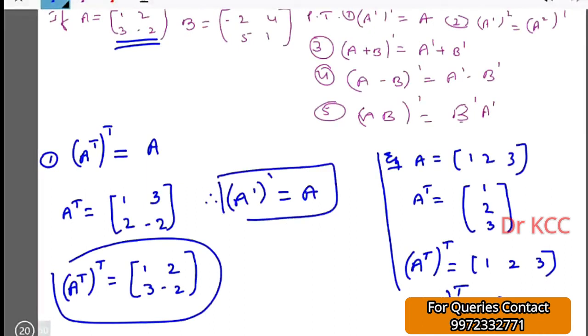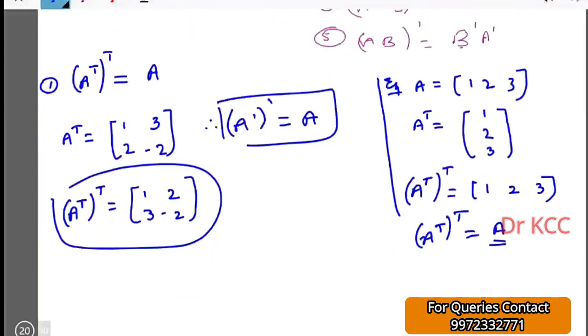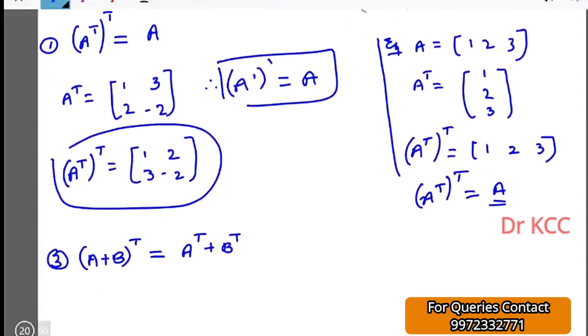So I'll get into the second question a bit later. First, let's do the third one. The third question says that (A plus B) whole transpose can be written as A transpose plus B transpose. These are all standard formulas. So anyway, we'll see. First we need to find out (A plus B) whole transpose. So what is (A plus B) whole transpose? First we'll find out A plus B.